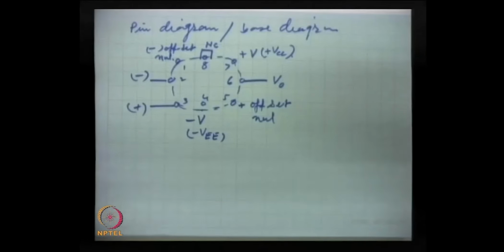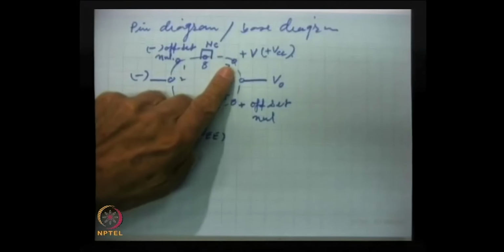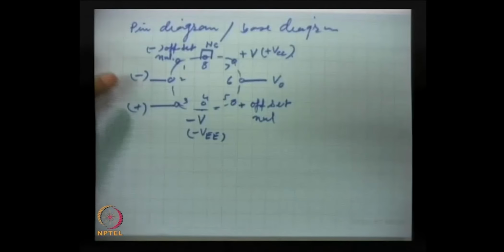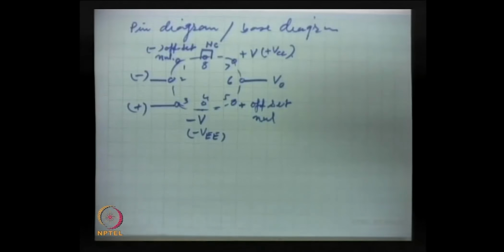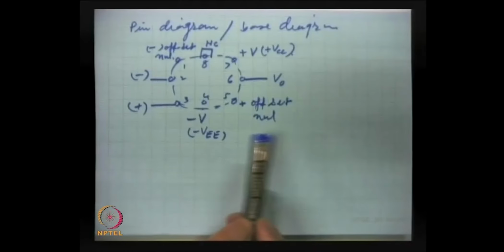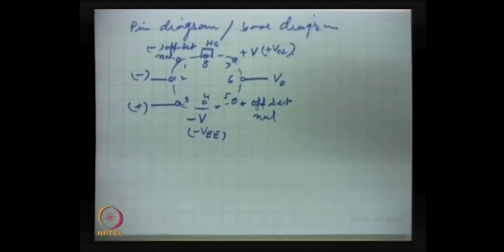The base is available in which you insert the op amp, and you have to connect the negative supply at 4, positive supply at 7, and inputs at 2 and 3. Output is to be taken at 6, and 5 and 1 are for negative and positive offset null adjustments. So, this is about the base diagram, the pin diagram for the op amp.